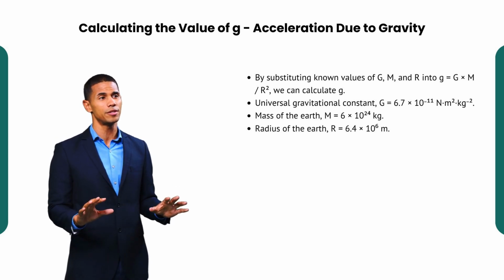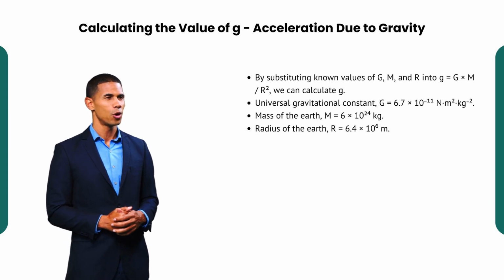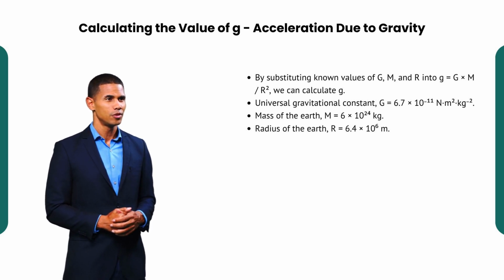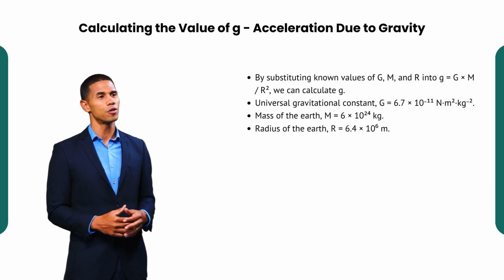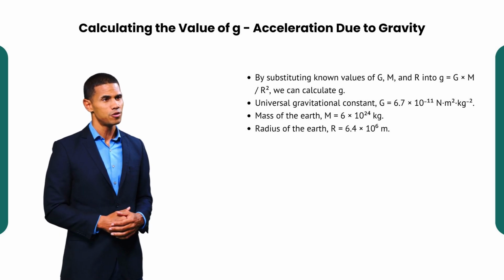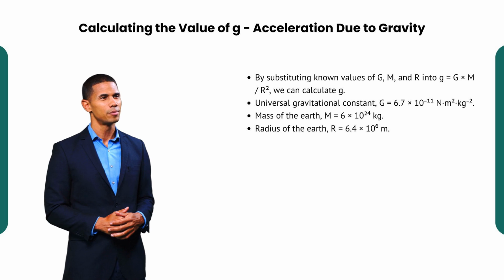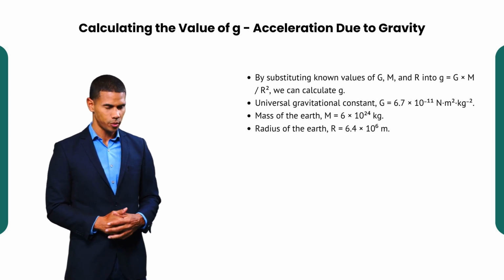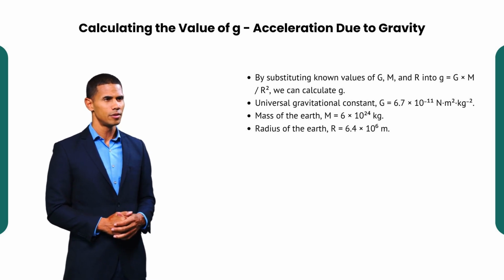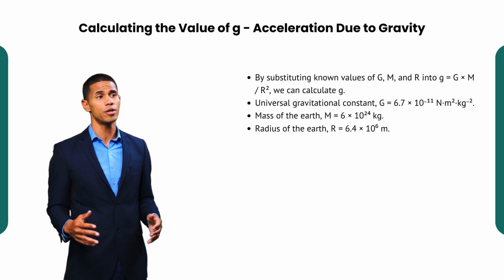Now let's calculate the exact value of g right here on Earth's surface. Recall the formula: g equals G times M divided by R squared. We plug in the known constants. G, the universal gravitational constant, is 6.7 times 10 to the negative 11th power. M, Earth's mass, is 6 times 10 to the 24th power kilograms, and R, Earth's radius, is 6.4 times 10 to the 6th power meters.